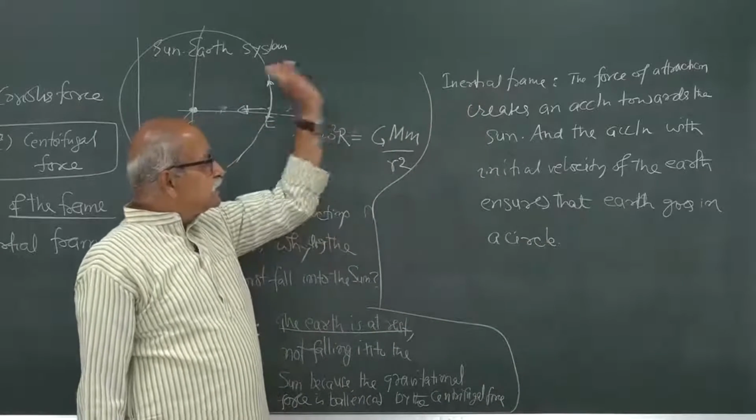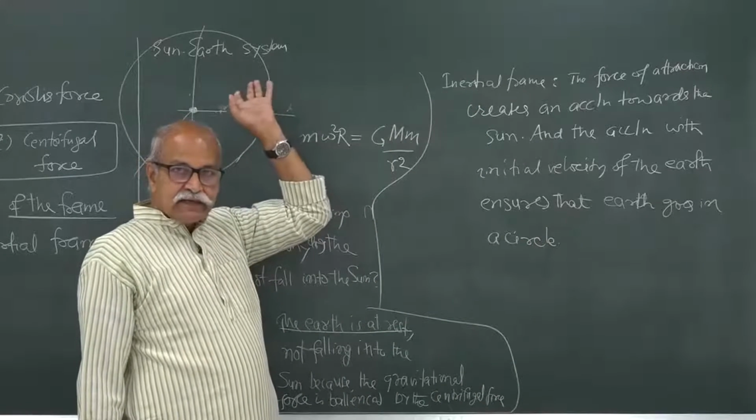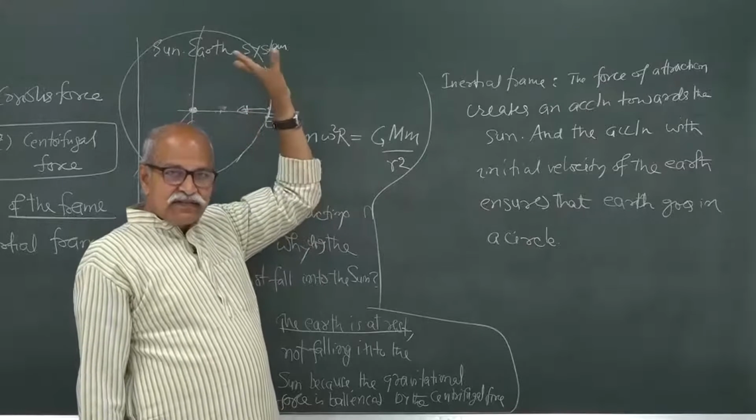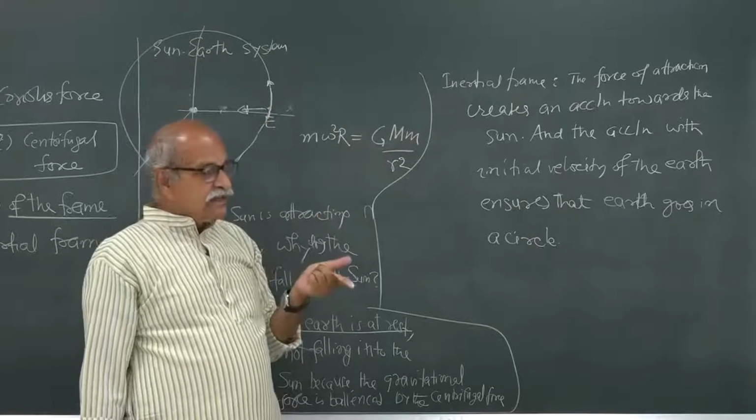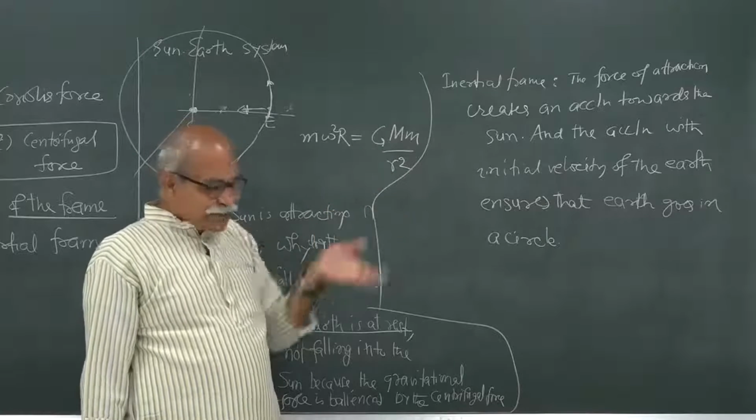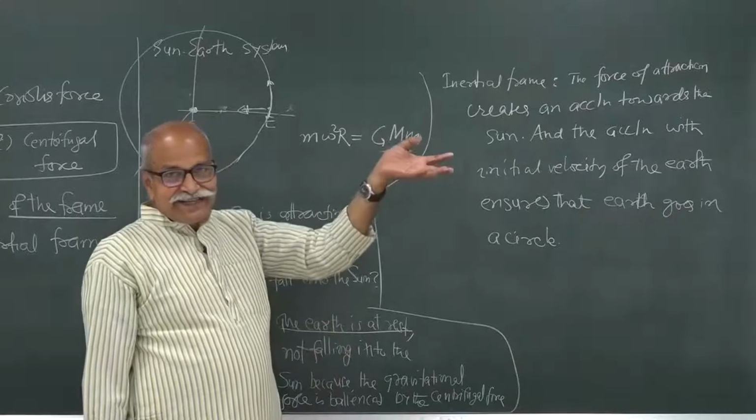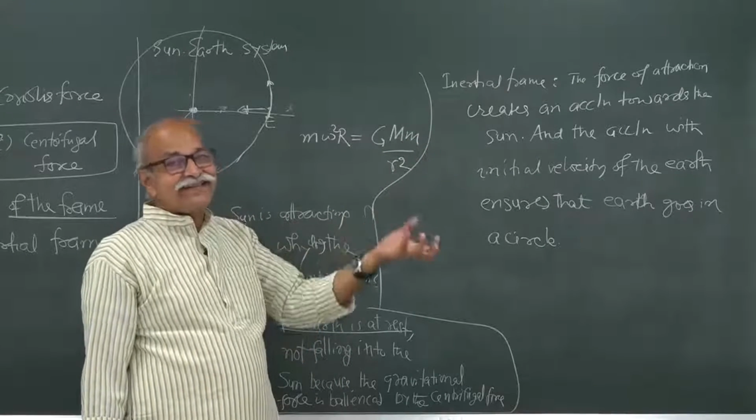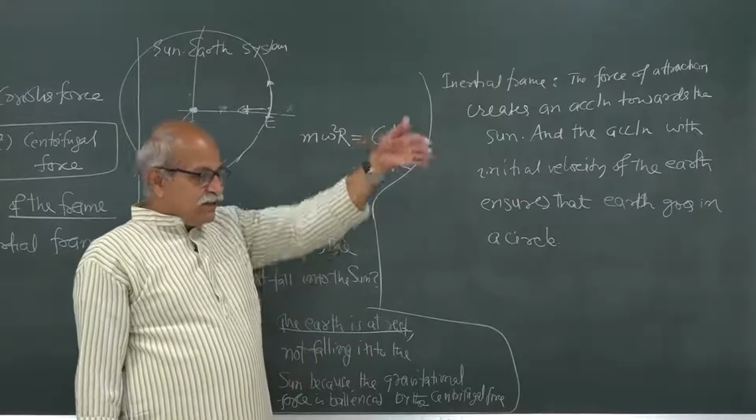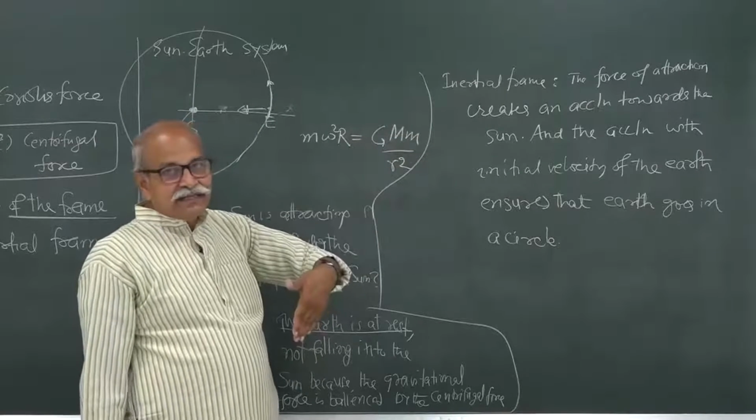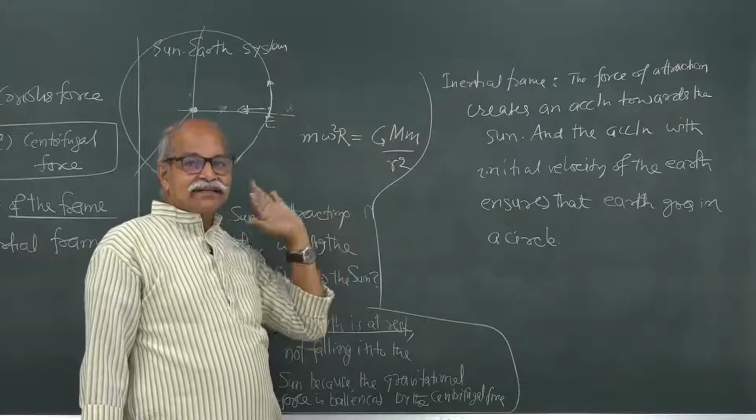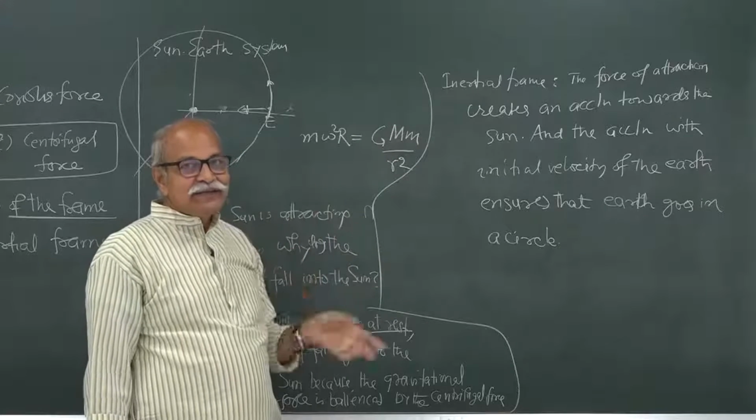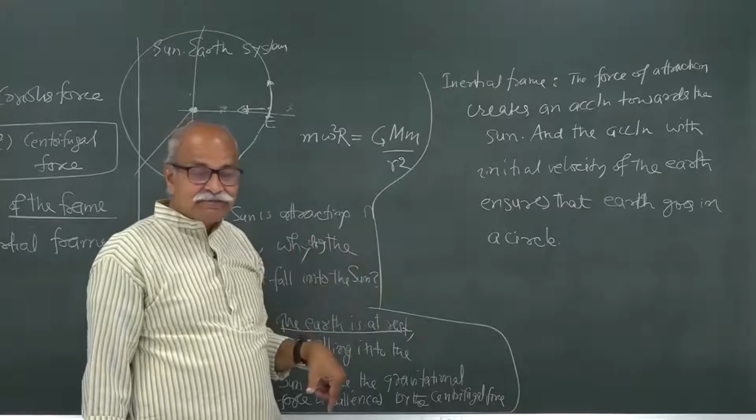If you are using that inertial frame where axes are not rotating together with the earth, then you say that the earth is going in a circle, and that means there is a radial acceleration, and that is perfectly all right. This attraction force creates that acceleration, and since the acceleration is towards the center, it bends to have that acceleration, and it goes in a circle, does not fall.